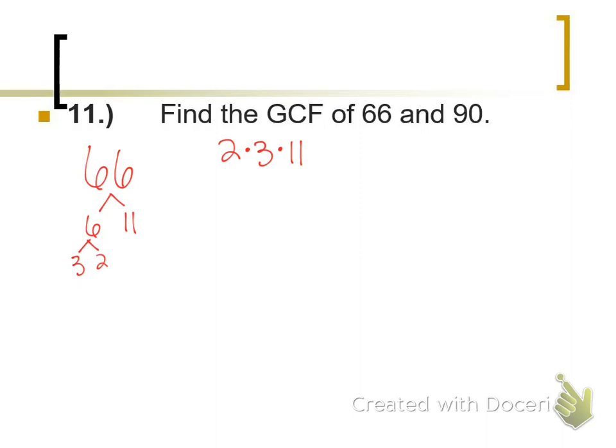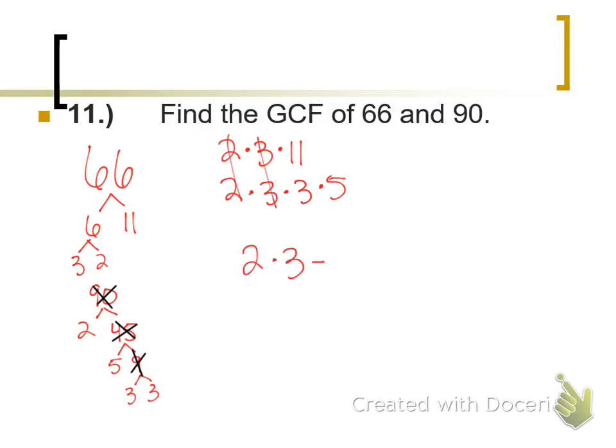We also need to break down 90: 2 and 45. 45 breaks into 5 and 9. 9 breaks into 3 and 3. If it helps you, you could always cross off the numbers that you broke down so that you're not tempted to use them again. Which means on my prime factorization list, I would have 2 times 3 times 3 times 5. We look for matches. What do we have matches of? 2 and 3. 2 times 3 is 6, so that is my GCF.